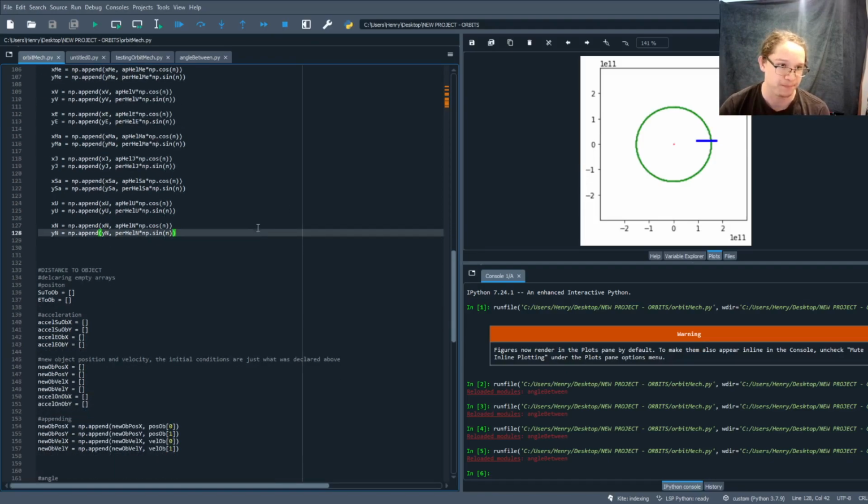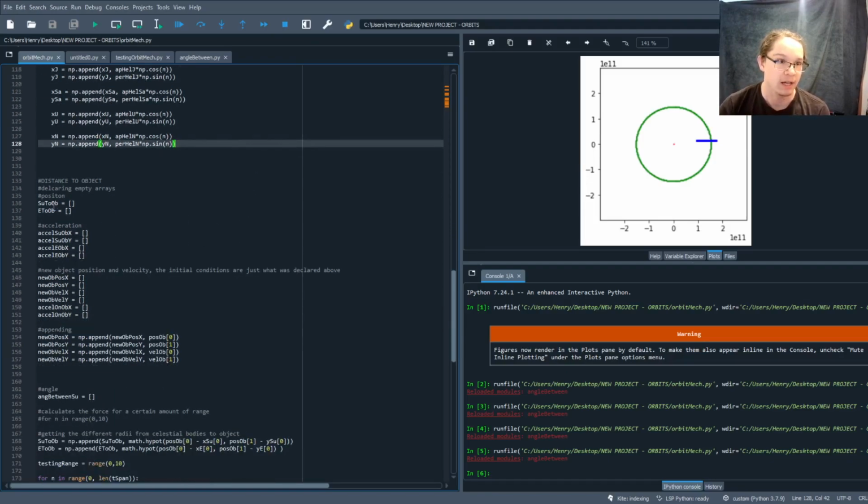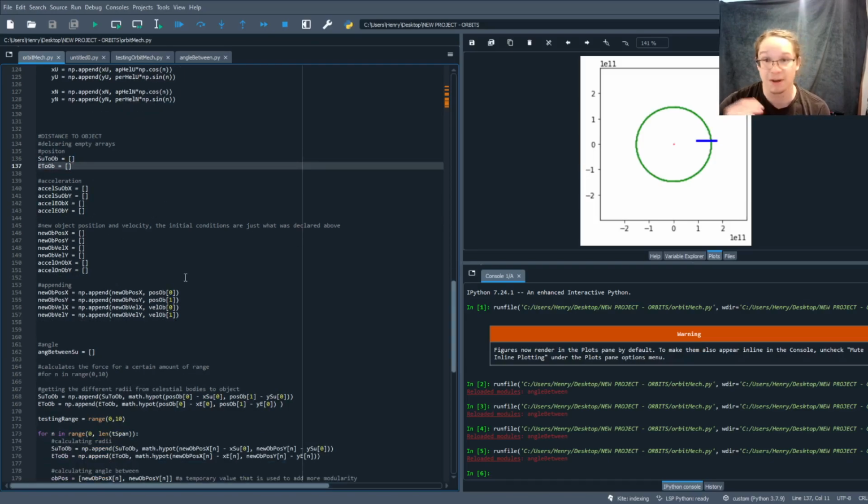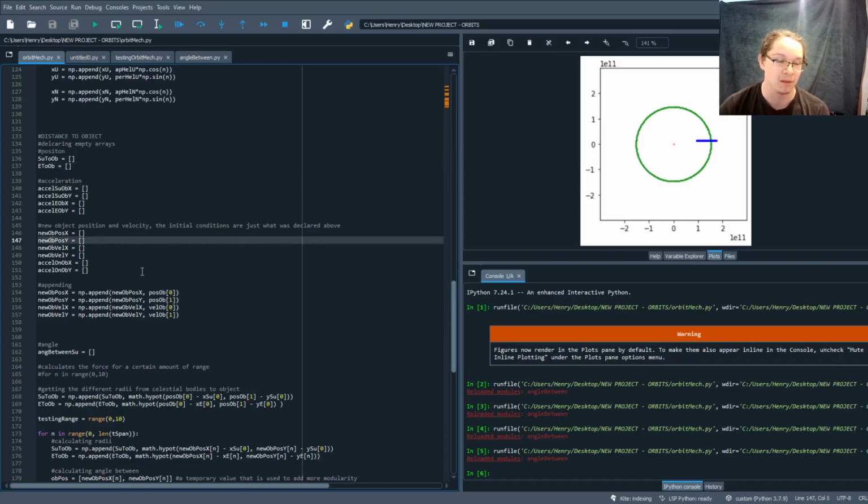And I could also find where the Earth is at any spot in time because I'm saving both of these x and y values. Here I am finding the distance between the object and the different celestial bodies. Because I only really care about the sun and the earth in this case, I only worked on those two things, because this is where the math kind of gets nitty gritty. Same with the acceleration, I only care about the sun and the earth.